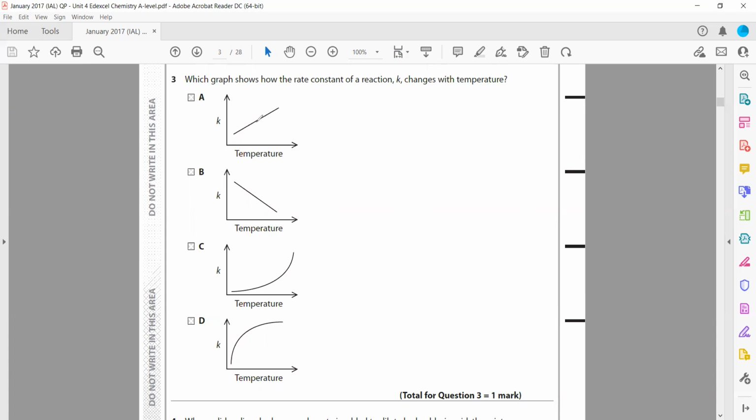So two options, A or C, in both cases, when we increase temperature, rate is increasing. But A means they are proportional to each other. They are not proportional to each other, so that's why C is the right answer. If they were directly proportional, like if you double the temperature, K will be double, exactly double. In that case, we call it a linear and direct proportion relation, so it will be a straight line.